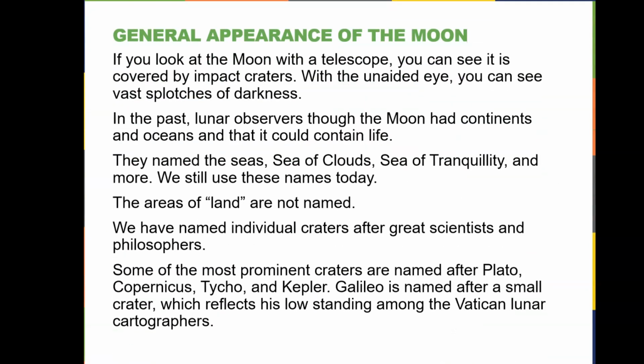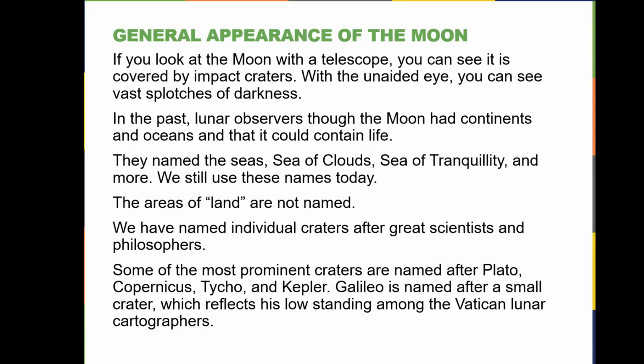If you look at the moon with a telescope, you can see that it is covered by impact craters. With the unaided eye, you can see vast splotches of darkness. In the past, lunar observers thought the moon had continents and oceans that could contain life. They saw the dark shadows as seas and the brighter areas as continents or land masses. They named the seas, like the Sea of Clouds and the Sea of Tranquility. We still use these names today.